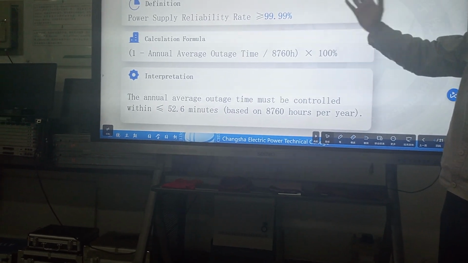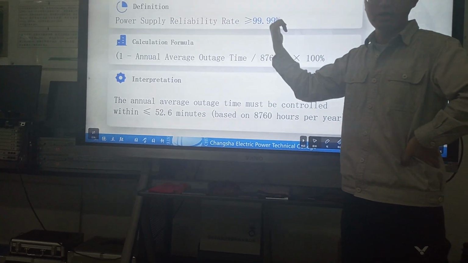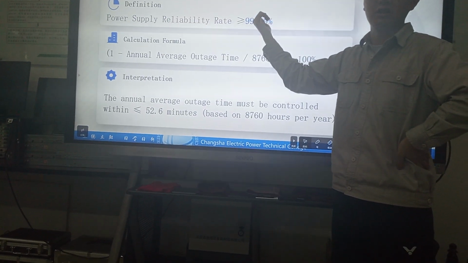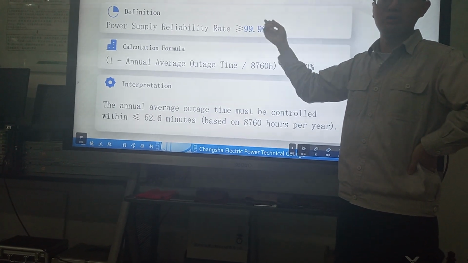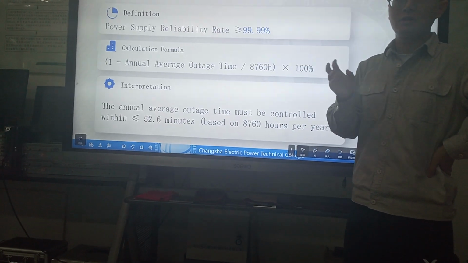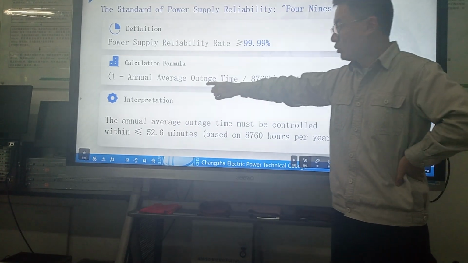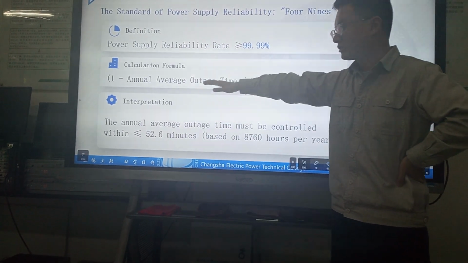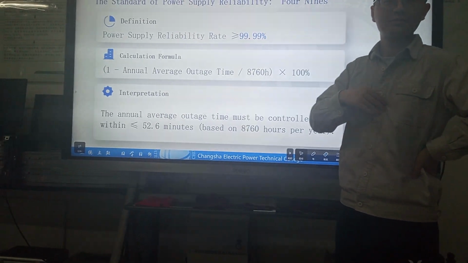This you can see is a quite strict, quite restricted, quite hard criteria to meet. But we did it. I don't know what your average outage time in Rwanda is. I don't know.